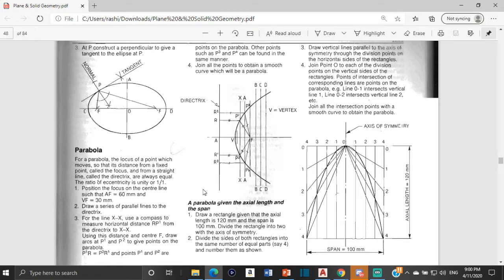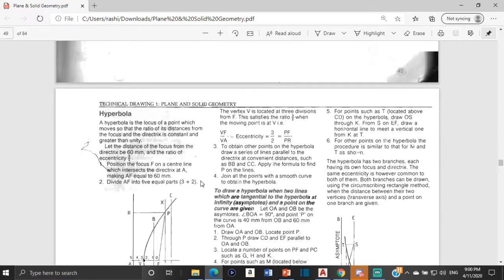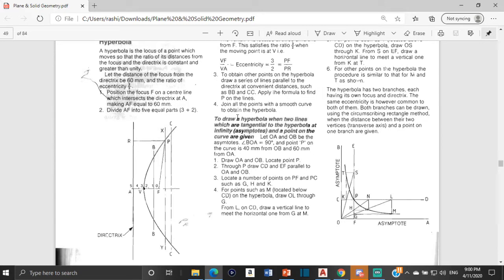And then for a hyperbola, the ratio of eccentricity is always going to be greater than 1. So for example, this is a hyperbola here. The ratio of eccentricity is going to be greater than 1, so it's going to be something like 3 over 2. So when you're given the ratio of eccentricity, if the numerator is bigger, then the curve that you're going to be drawing is a hyperbola. So equal to 1 is a parabola, less than 1 is an ellipse, greater than 1 is a hyperbola.